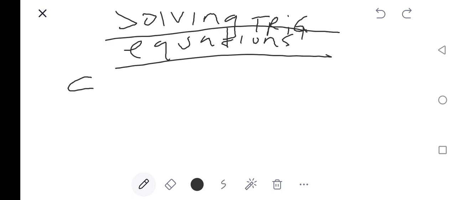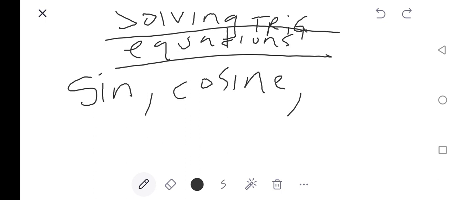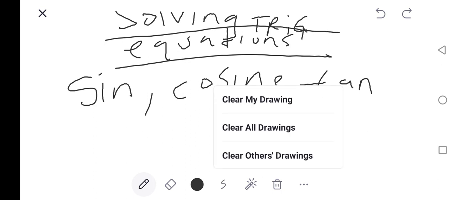These things that you've learned, sine, cosine, tangent, it's a ratio. These are trig ratios. These three ratios, they have where they stay. They have their regions. So even these ratios, they have where they stay. They have their own regions, called quadrants.